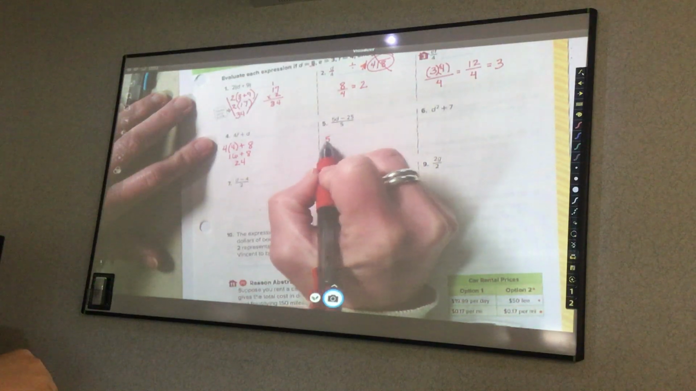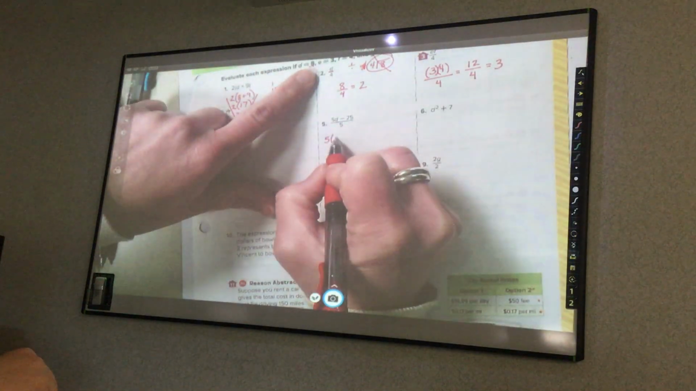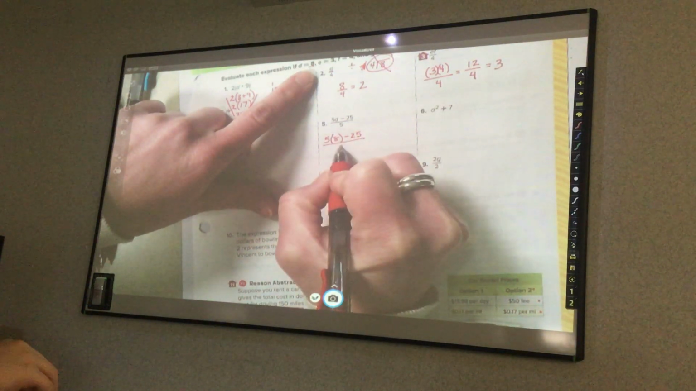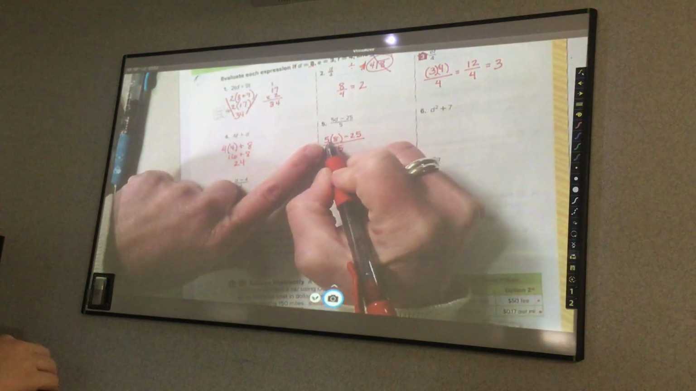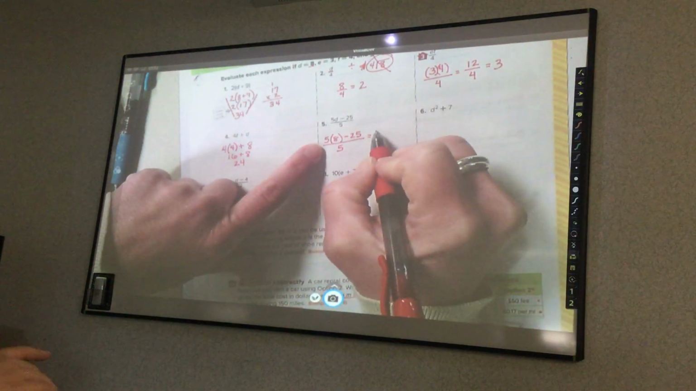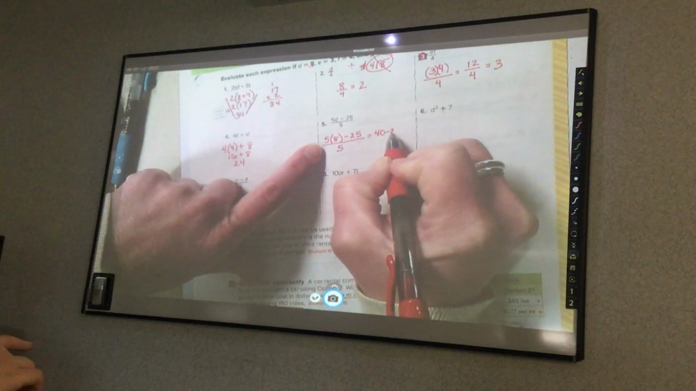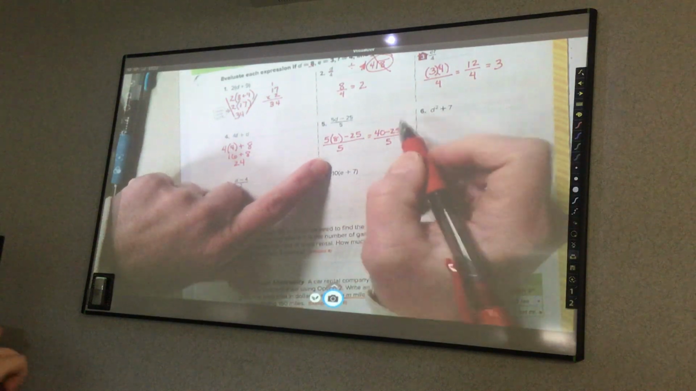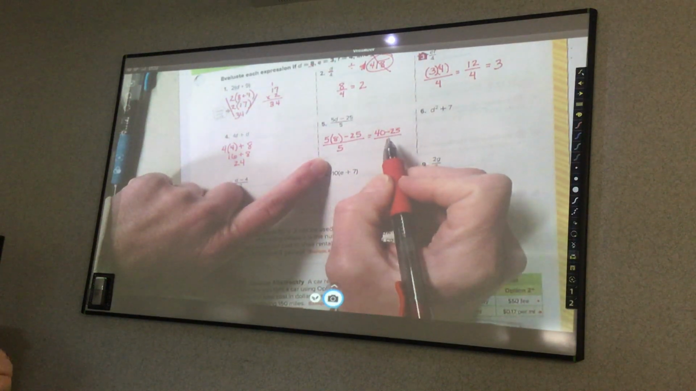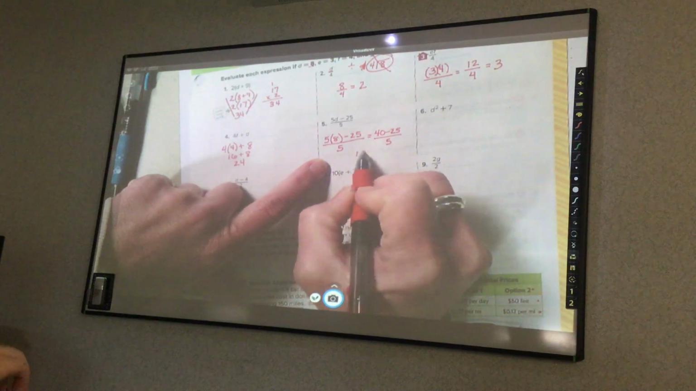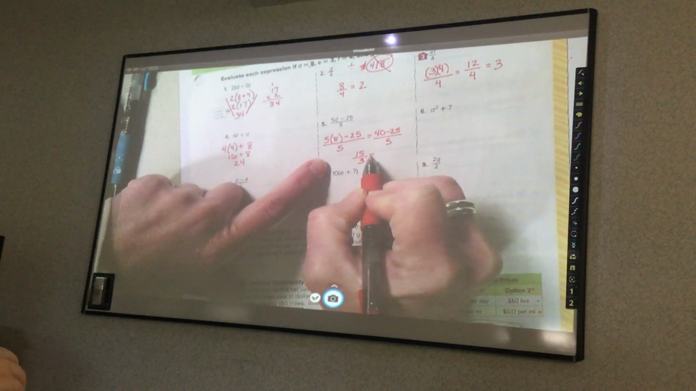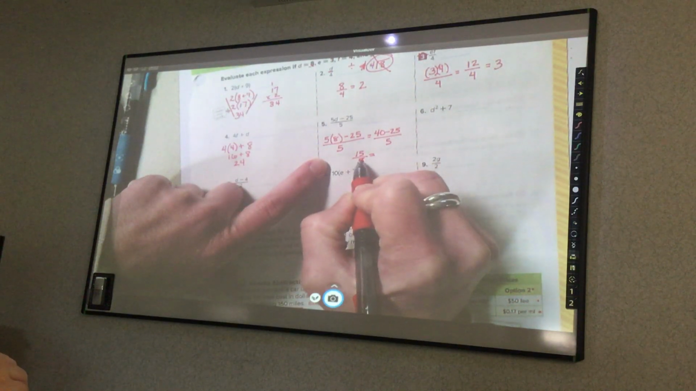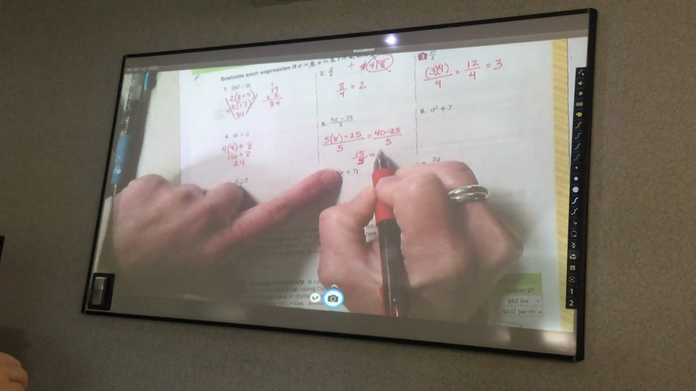So now I have 5 times, what's D? 8, minus 25 over 5. Then I'm going to do 5 times 8 first, which is what? 40. So I'm going to show that, 40 minus 25 divided by 5. Then I'm going to do 40 minus 25, what's 40 minus 25? 15. So then I have 15 over 5. Sorry, I was getting ahead of myself for my answer. So 15 divided by 5 is? 3.